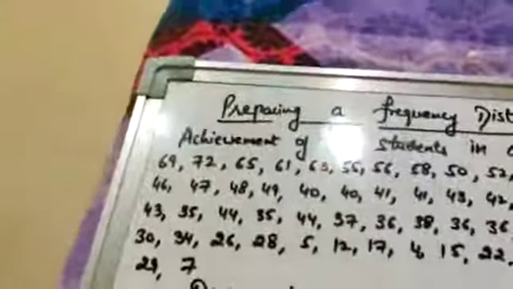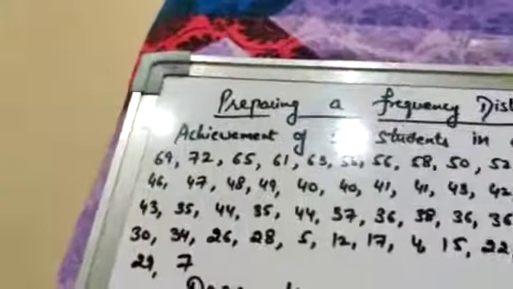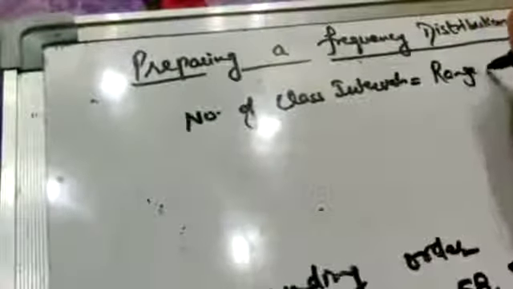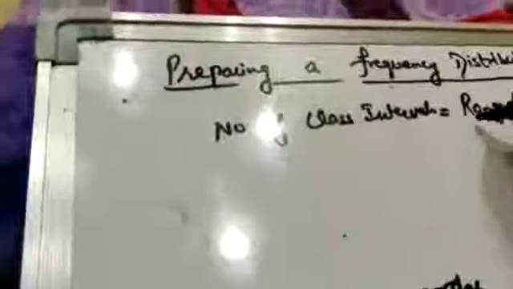Now let's make class intervals. How will we calculate the class intervals? I am finding the number of class intervals. For finding the number of class intervals, we have one particular formula, so note it down. The number of class intervals is the range of scores divided by the size of class interval.